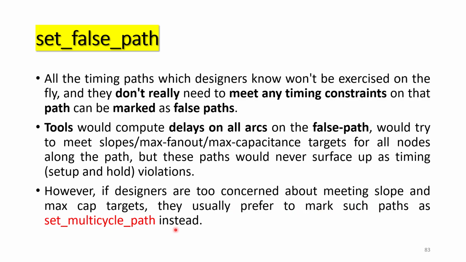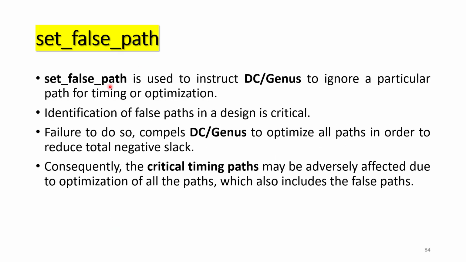as multi-cycle paths. This is one of the timing exceptions, and set false path is also a timing exception. Set false path is used to instruct Design Compiler or Genus to ignore a particular path for timing or optimization. Here DC is Design Compiler from Synopsys and Genus is from Cadence. These are the two tools that we use for synthesis.